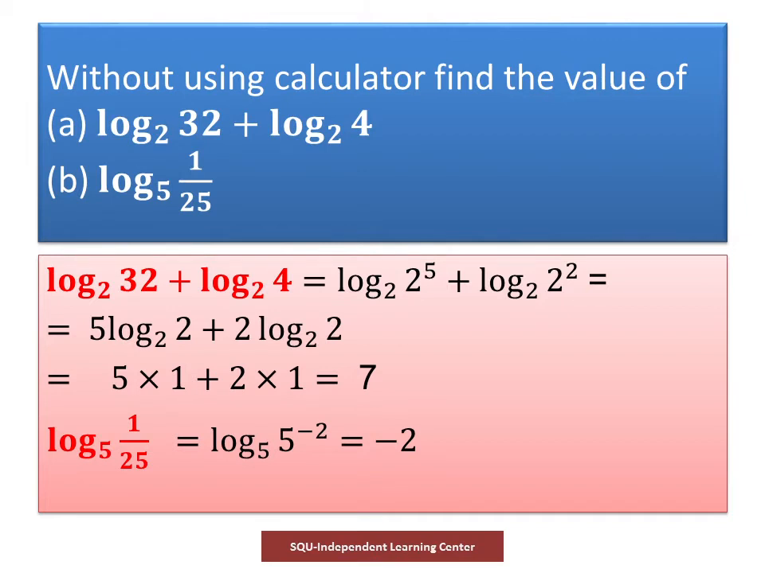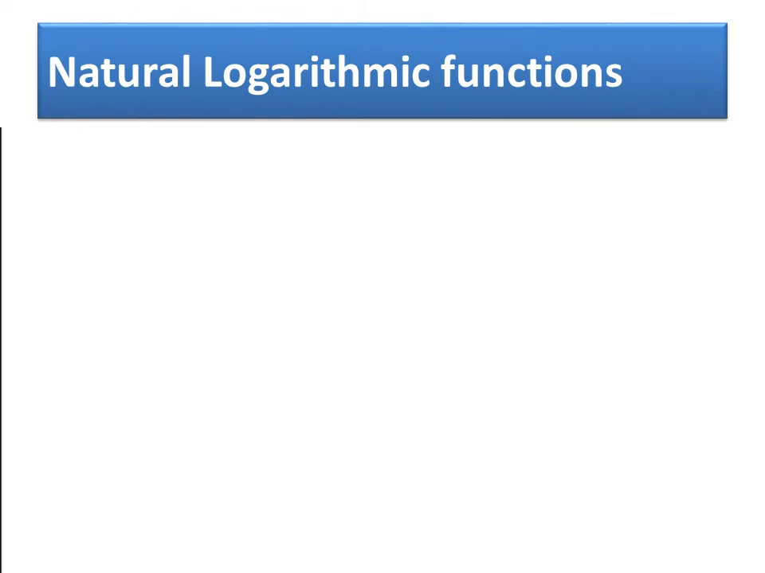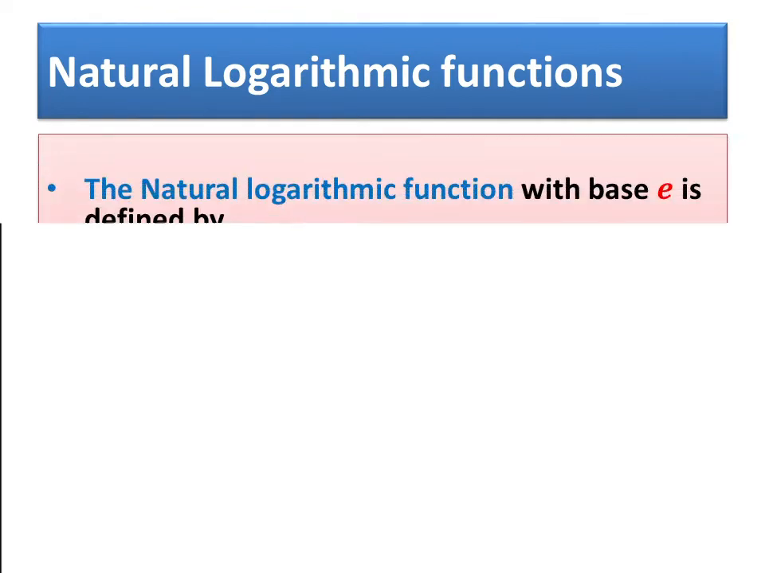Again, we use the properties of the logarithms and we put the minus 2 in the exponent down. So we have minus 2 log 5 base 5, so this is equal to minus 2. Now we deal with natural logarithmic functions. Natural logarithmic functions are functions with the base e.